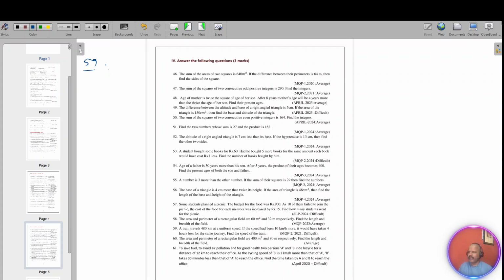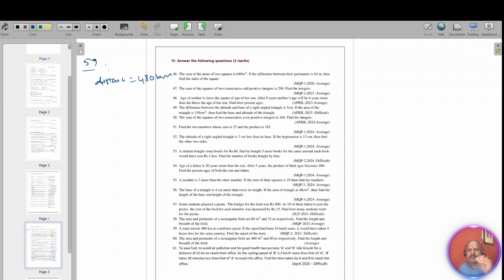A train travels 480 km at a uniform speed. Speed of the train is 480 km. Oh, distance is 480 km. My mistake. Distance is 480 km. We write that. Then if the speed had been 10 km per hour more, it would have taken 4 hours less for the journey. Find the speed of the train.